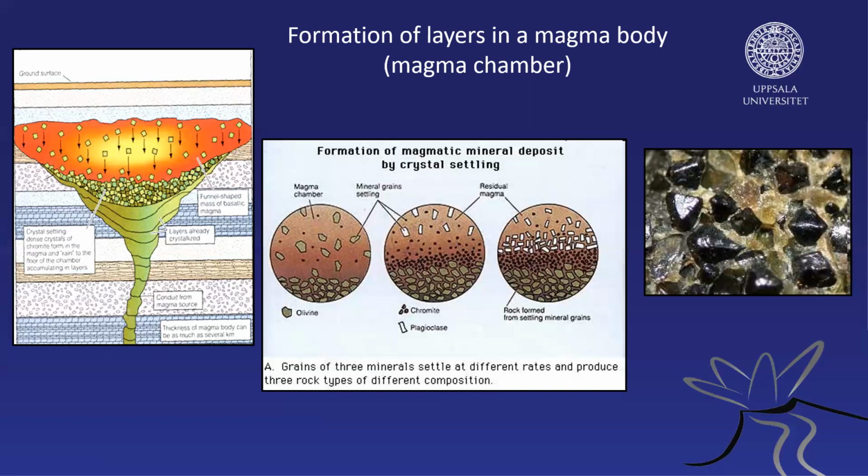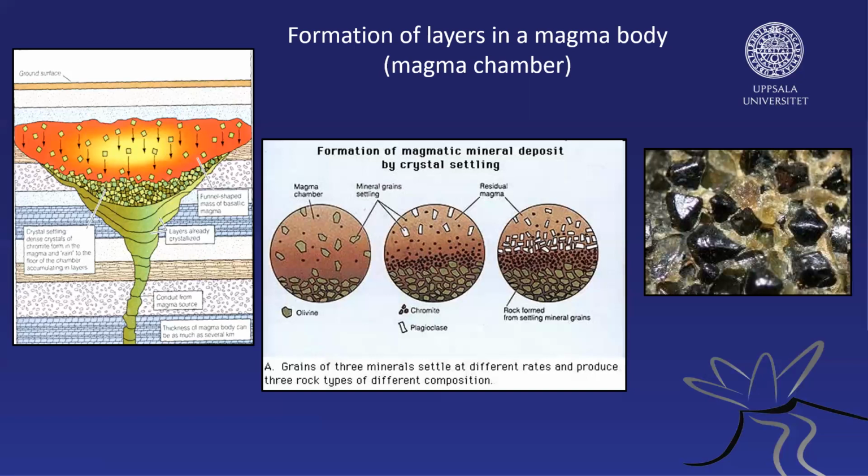And then it keeps changing, and then we switch to another mineral that is plagioclase. And then you form a layer of plagioclase. And that is the top layer in the Bushveld. That's anorthosite.